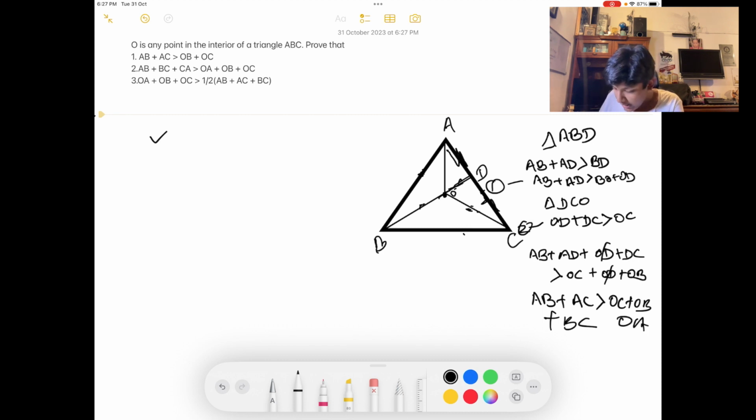we are adding OA, right? So on the right hand side we are adding OA, and on the left hand side we are adding BC, right? So to prove this, it is much simpler than you actually think.